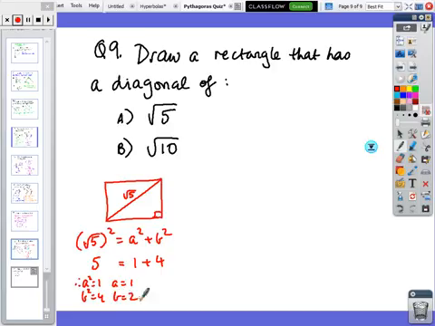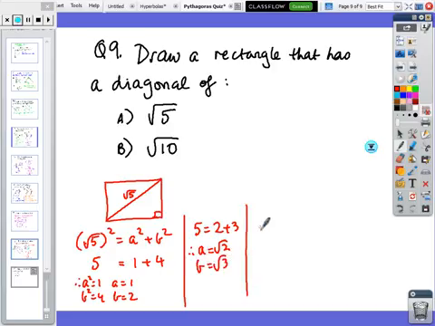So any two numbers that add to 5, and then you square root. Another example could have been 5 equals 2 plus 3. So the rectangle would have been root 2 and root 3. So something like that.